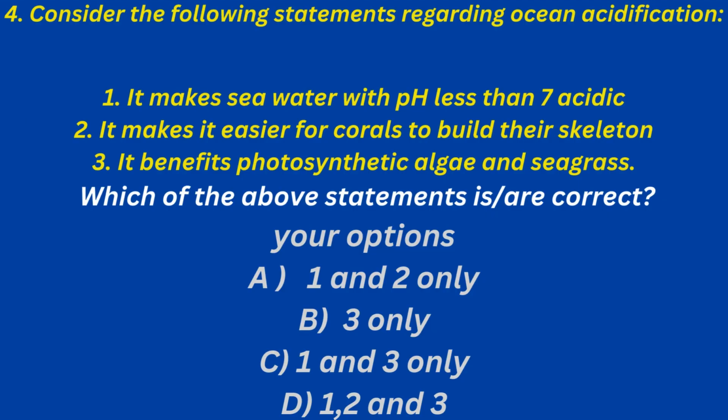4. Consider the following statements regarding ocean acidification. 1. It makes sea water with pH less than 7 acidic. 2. It makes it easier for corals to build their skeleton. 3. It benefits photosynthetic algae and seagrass. Which of the above statements are correct?